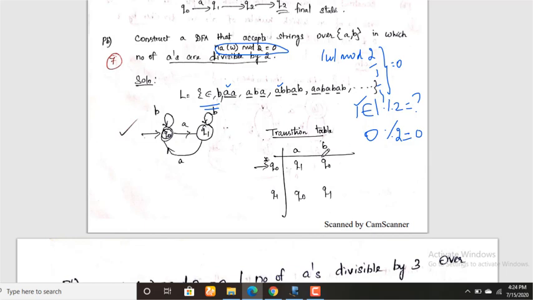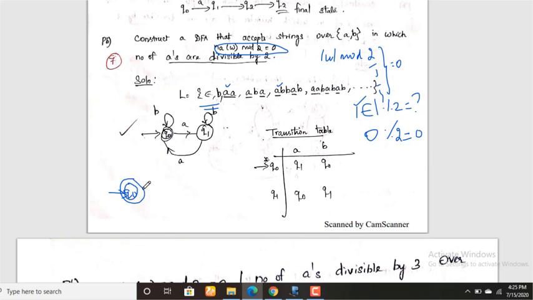So for this minimized DFA, starting with Q naught. First string epsilon. How is epsilon accepted in your DFA? Make the starting state a final state. This is the only way of accepting epsilon in your automata.